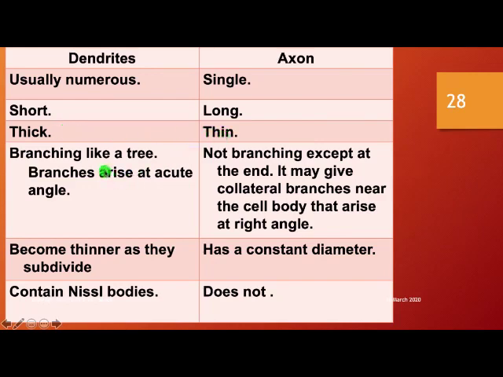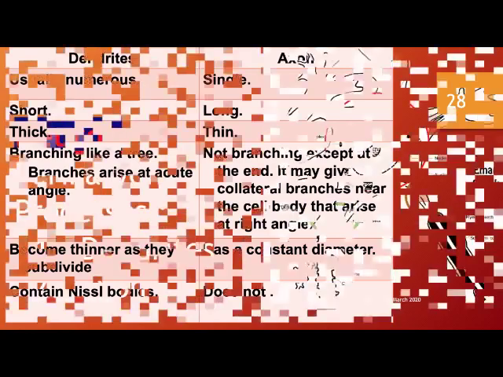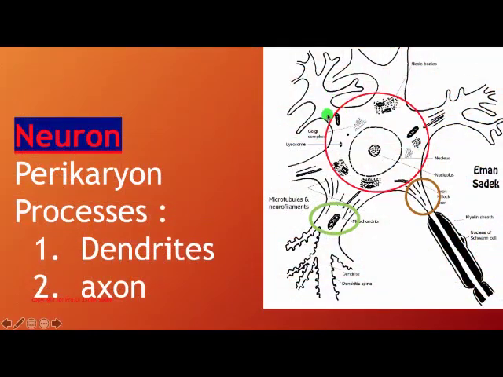The dendrites are branching like a tree, but take care, the branches are arising at acute angles from each other. Here we have the branching arising at acute angle. It's a branching here arising at acute angle. But the axon arises to form a right angle with the perikaryon.